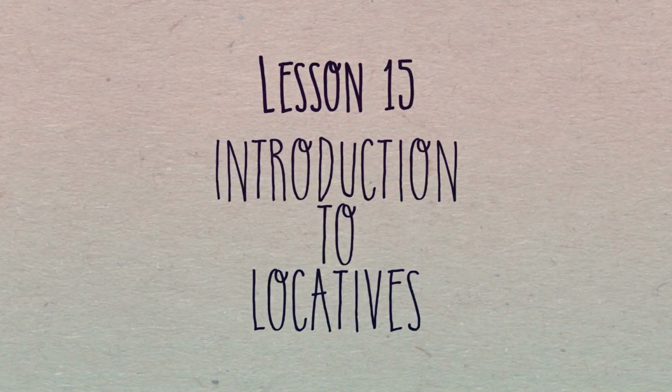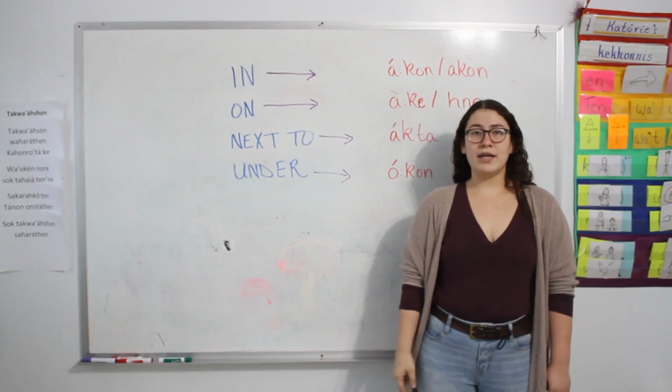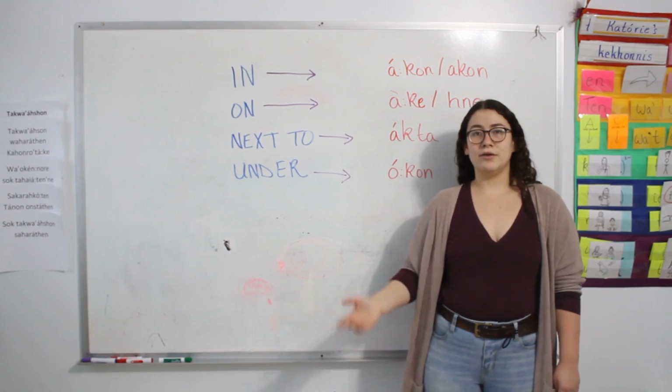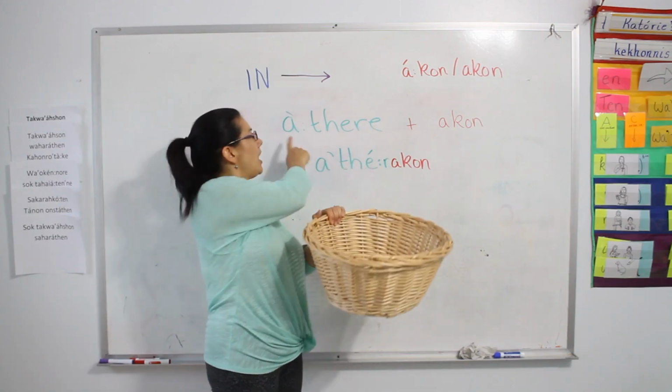Today we're going to be looking at locatives, which conveys the location of an object. So the four basic locatives that we're going to look at are in, on, next to, and under. In the language, what you do is you add a suffix onto the noun. So whatever your noun would be, you would add agu or agu, age or ne, or akta or ogu, depending on the noun. Atere giga.